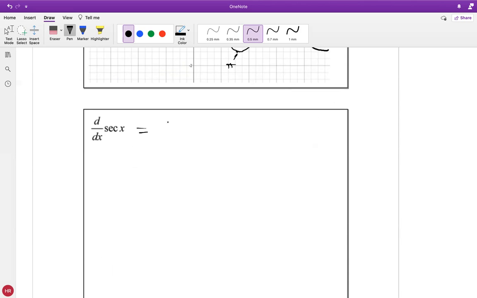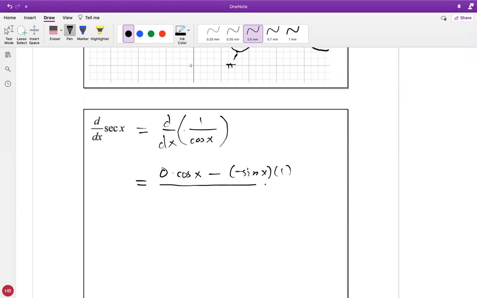The trick here is remember that the secant is 1 over the cosine. This is a quotient of sorts. It's really cosine x to the -1, but it's a quotient of sorts where the top function is 1 and the bottom function is cosine x. So we can use the quotient rule. The quotient rule says this derivative is the derivative of the top times the bottom. Derivative of the top is 0, so I almost don't care what the bottom is, minus the derivative of the bottom, which is negative sine, times the top, which is 1, all over the bottom squared.